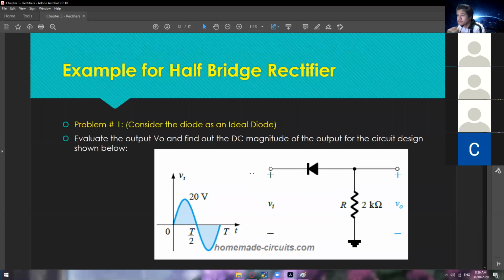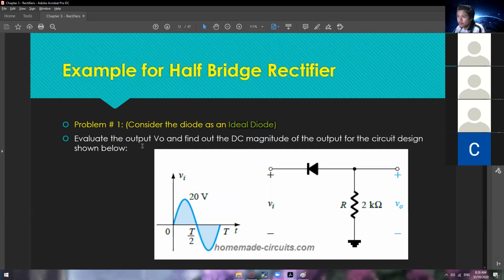Okay. So let's have an example for the half-wave rectifier. So let's have problem number 1. It says here, consider the diode as an ideal diode. So just by learning that the diode is an ideal diode, there is no voltage threshold on this one. Very easy. Whatever is the voltage input will be our voltage output.